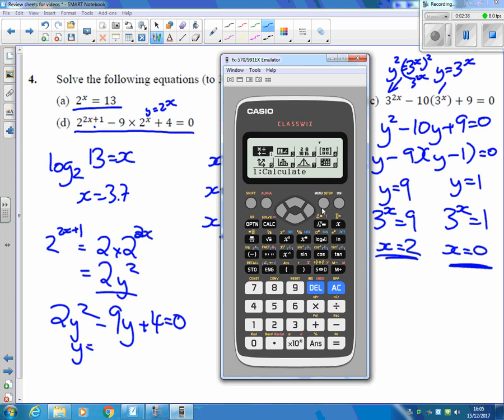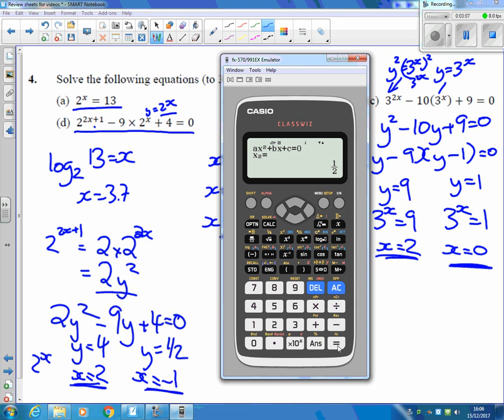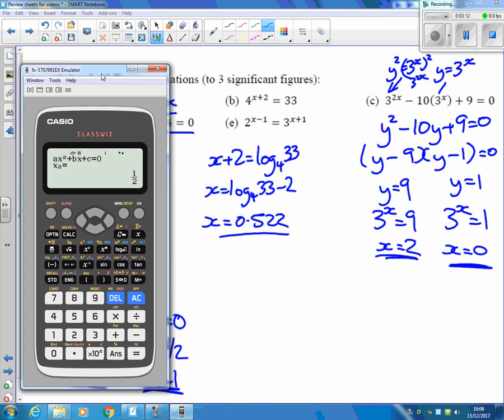Let's use our calculator for that one, shall we? So into our equation solver there, and we're going 2, minus 9 and 4. And we're getting two answers. Y is 4 or y is a half. But hang on, that isn't what we were trying to do. We're trying to find out what 2 to the x is. So 2 to the 2 gives 4, and 2 to the minus 1 gives the half there. Sorry, there's a lot in this question, isn't there?